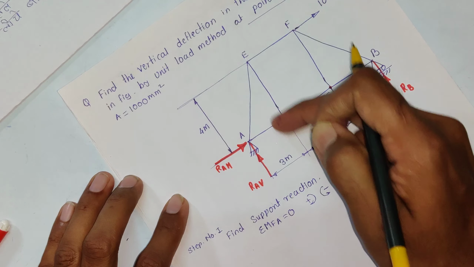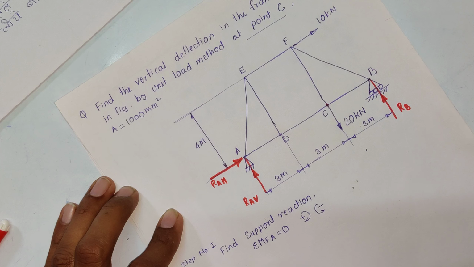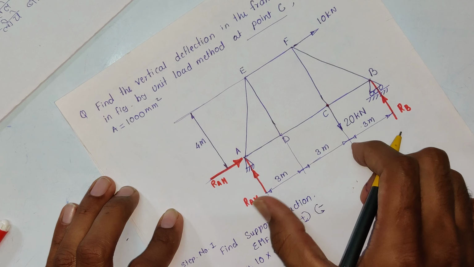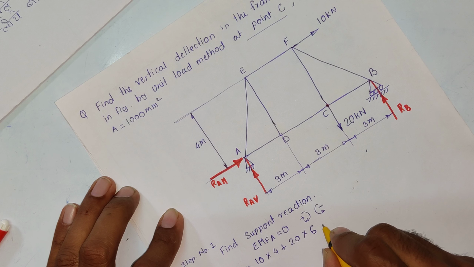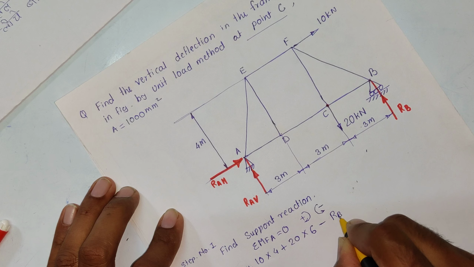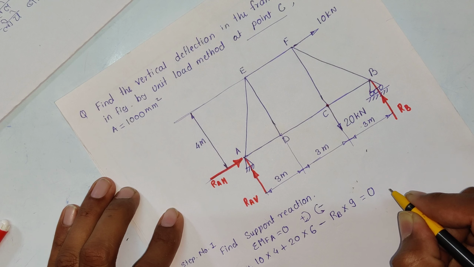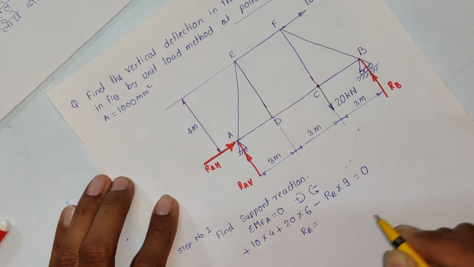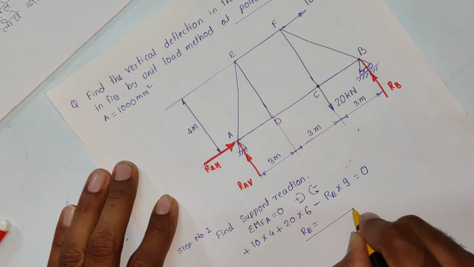So 10 into perpendicular distance is 4. As you can see, this 10 into this will move in a clockwise direction. So plus 10 into 4 plus 20 into how much? 6. 20 into 6 minus RB into 9 is equal to 0. Right? So you find out value of RB. See how much it is. You will get value of RB in kilonewton.